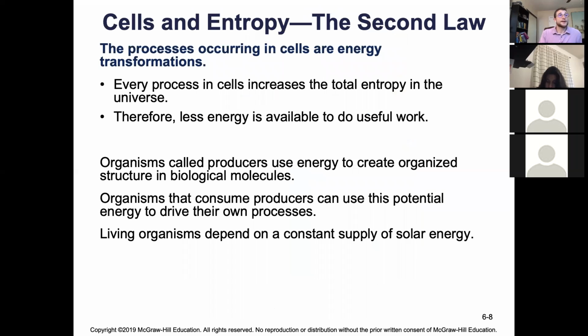Okay, so let's talk about the second law further. The processes occurring in cells are energy transformations. Every process in cells increases the total entropy in the universe. Therefore, less energy is available to do useful work. So one example is glucose breaking apart into carbon dioxide and water, which you talked about.